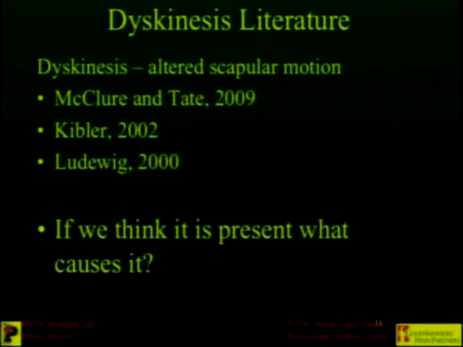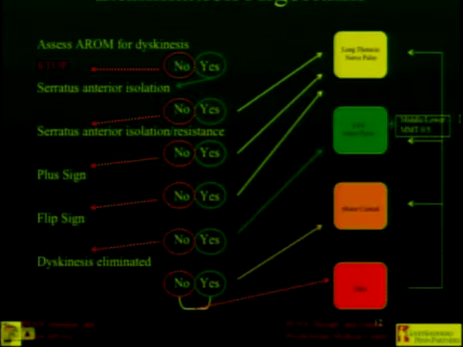Now, dyskinesis literature: there's a lot of stuff out there on scapular dyskinesis. The bottom line is, the best we can do as far as reliability, if 5 of us were to look at someone we thought had scapular dyskinesis, is to say, yep, that is absolutely something wrong with that shoulder blade, or, I don't know, maybe, maybe not. So when there's absolutely something wrong with it, what causes it? And that's what the algorithm does.